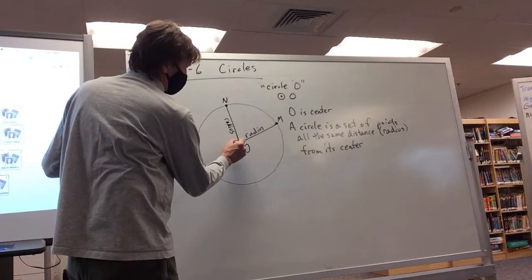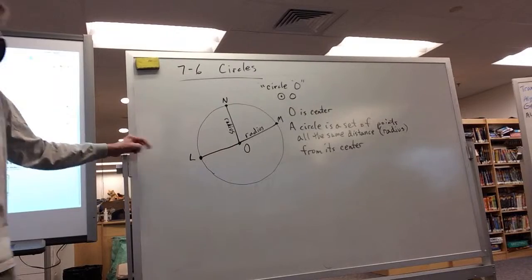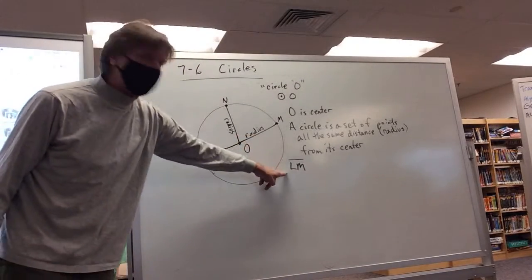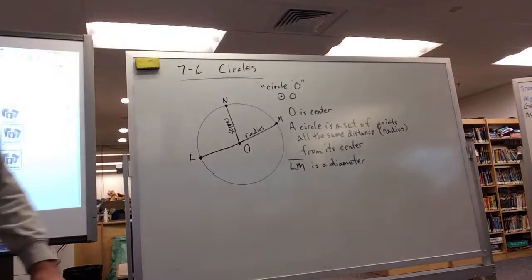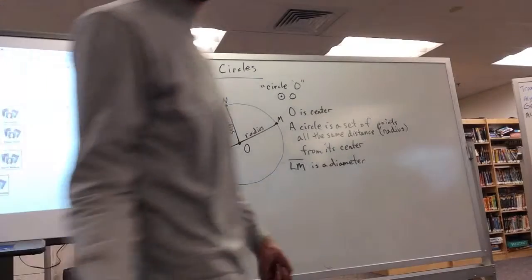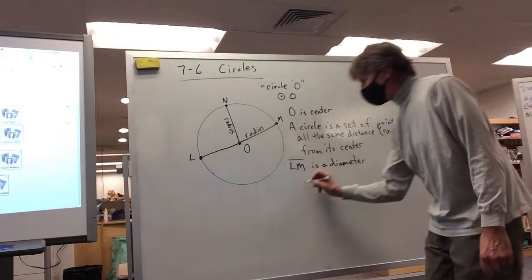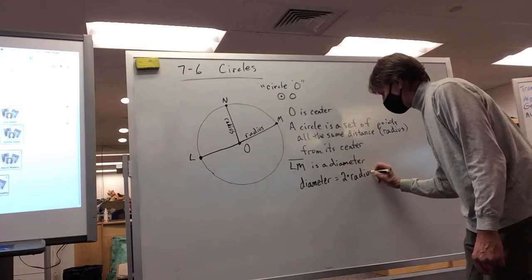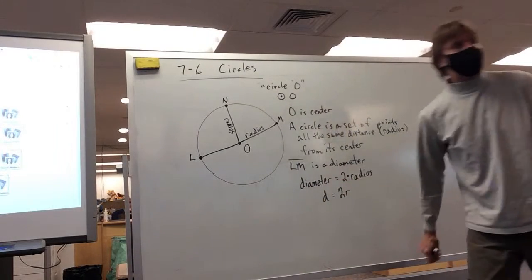So what's it called when we go all the way across? Like if I'm going to call that point L. This is a diameter, yeah. So here, segment LM, you can say that's a diameter. So what's the relationship between how long the diameter is and how long the radius is? Yeah, times 2 for the radius makes the diameter. So diameter equals 2 times the radius. And we can abbreviate that, right? D for diameter, and 2R, twice the radius.